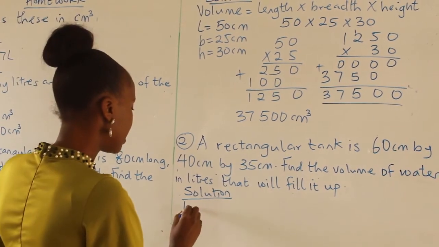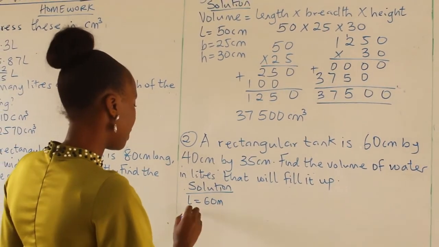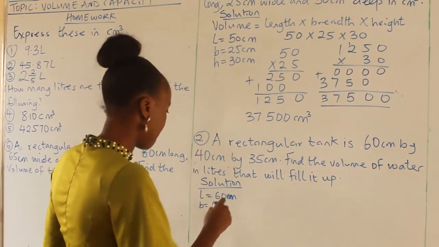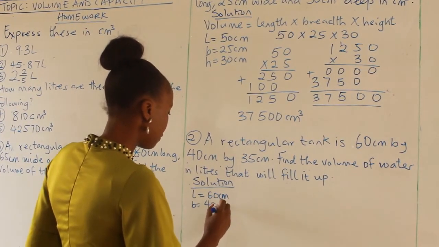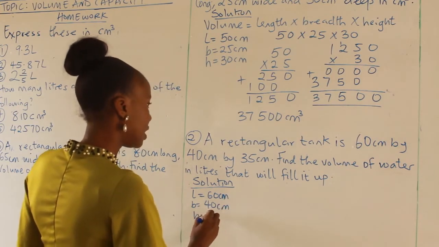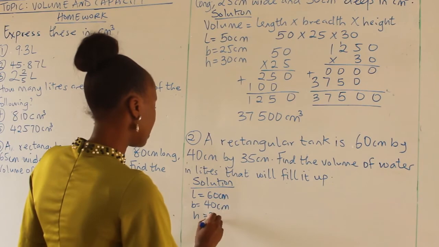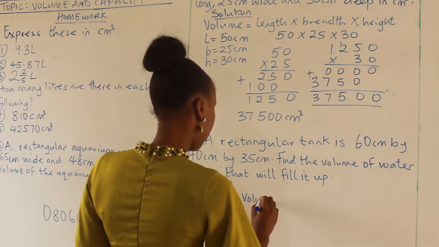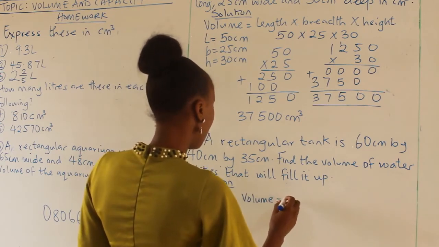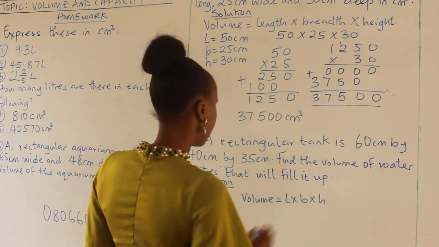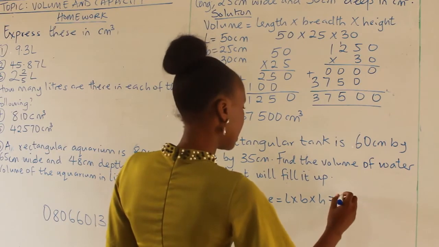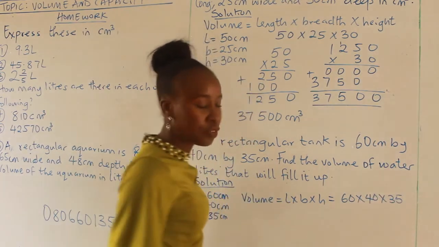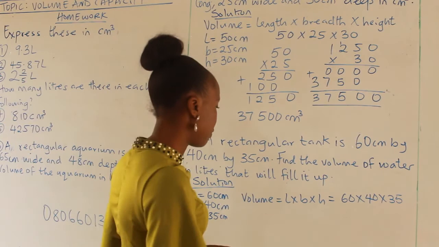From the question, we have our length 60, we have our breadth 40 centimeter, and we have the height or depth 35 centimeter, and the volume of this tank equals length times breadth times height, which is 60 times 40 times 35.